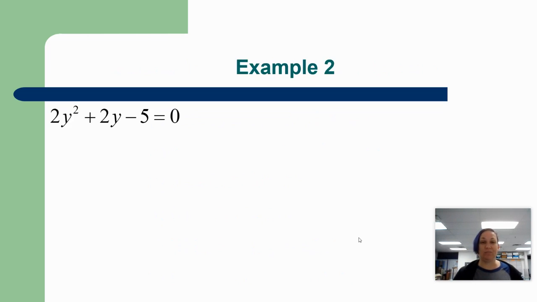Our second example is especially tricky because there's a number in front of the y squared, which I said we're not going to do. So we need to get rid of it. If you have a number in front of your y squared or your x squared or whatever variable squared, we can't do the problem. So I do need to get rid of this 2. So what I'm going to do is divide everything, including the 0, by 2.